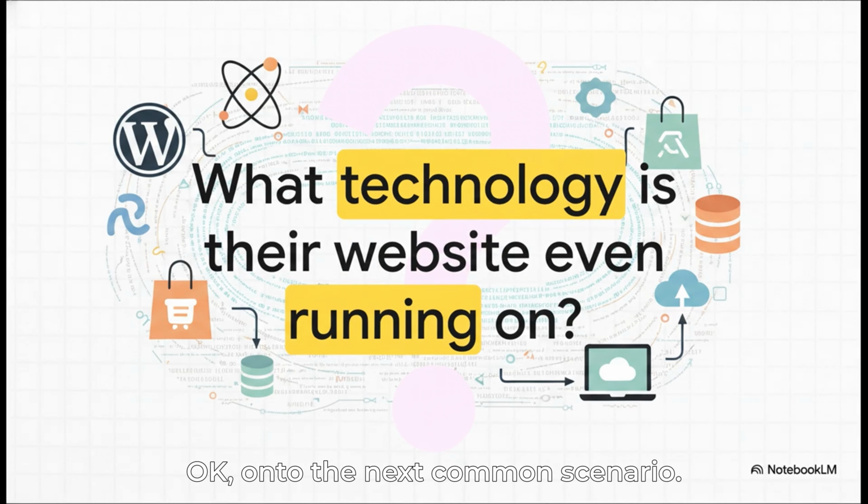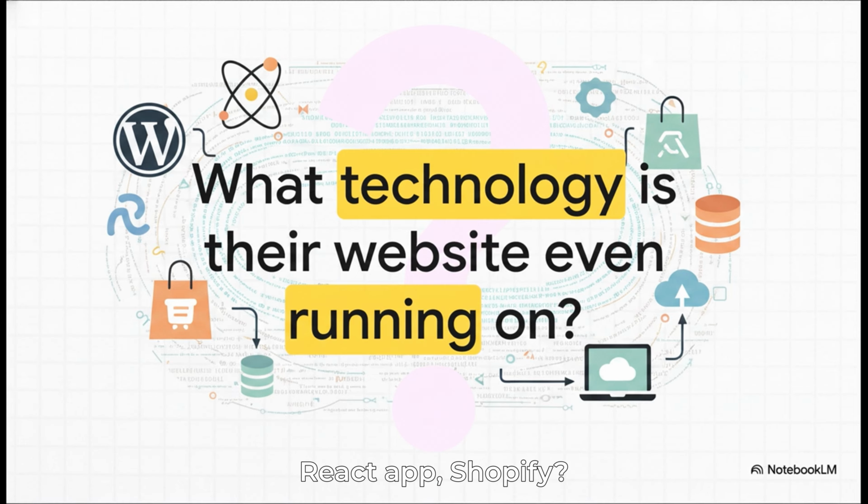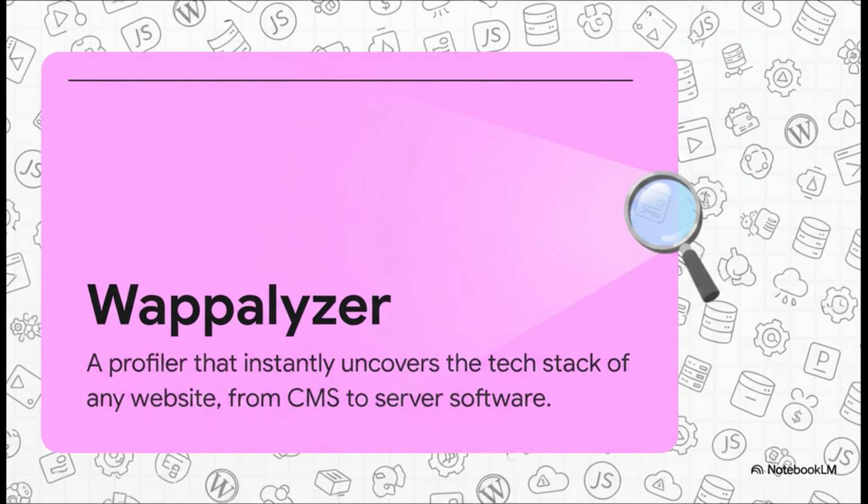Okay, on to the next common scenario. A user sends in a ticket, the problem's on their website, but you have no clue what it's built with. Is it a WordPress site, a custom React app, Shopify? Without knowing that, you're basically stuck before you even start. Meet Wappalyzer. This thing is like having X-ray vision for any website.